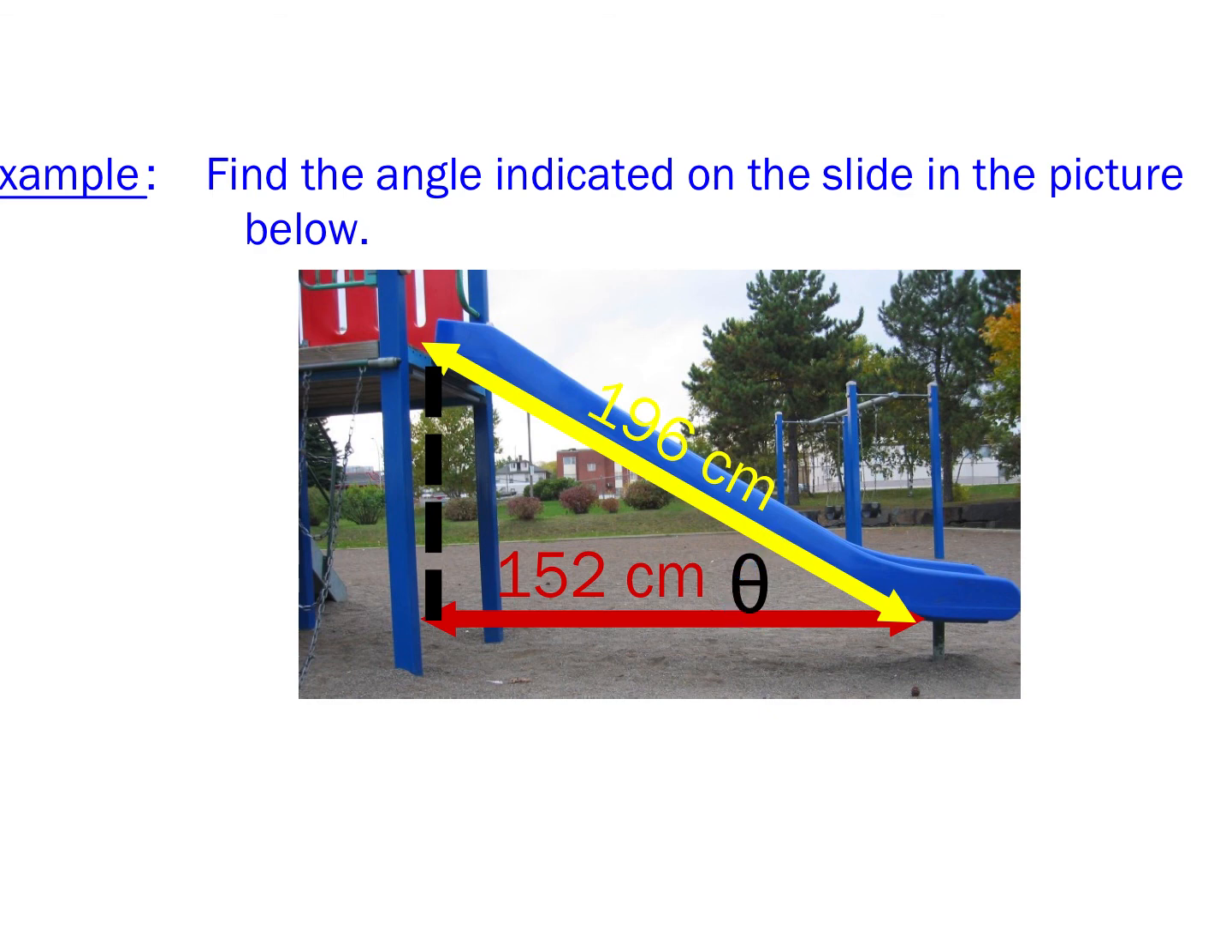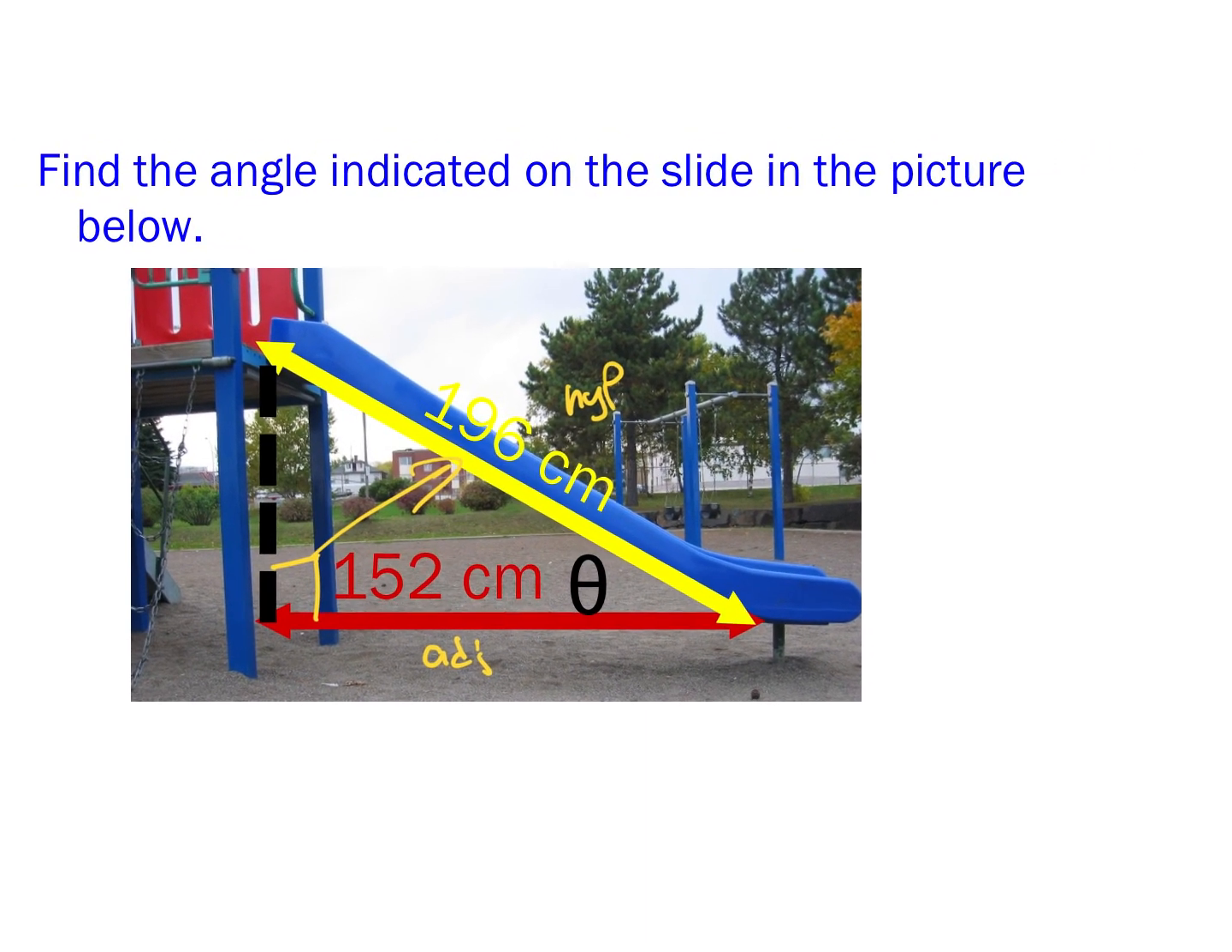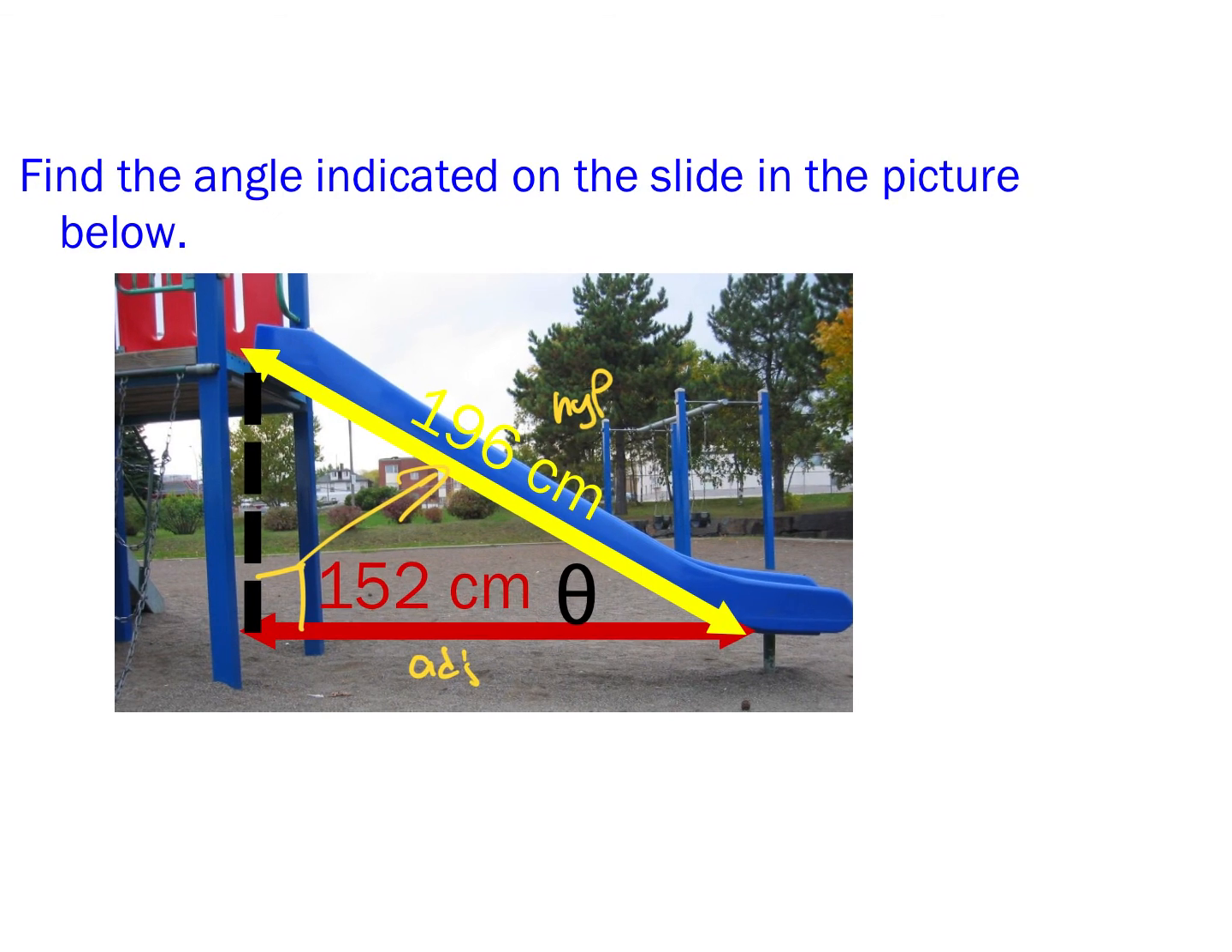So first step, let's label those sides. 152 is going to be the adjacent. It's not the hypotenuse, and it's not the opposite, so it's got to be the adjacent. Now 196 is the hypotenuse, because there is a right angle there, and it's directly across. So in this question, we have the adjacent and the hypotenuse.